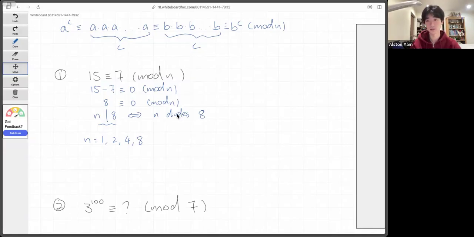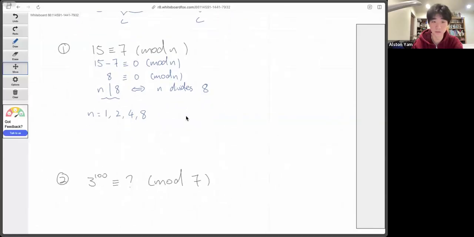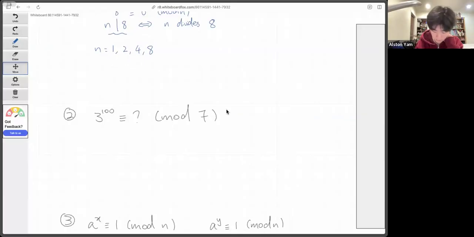So what we've just talked about, our subtraction, where we can subtract the same number from both sides, will help us find all the solutions. So for this problem, we will have found all the possible solutions. Okay, let's move on to the next problem then.